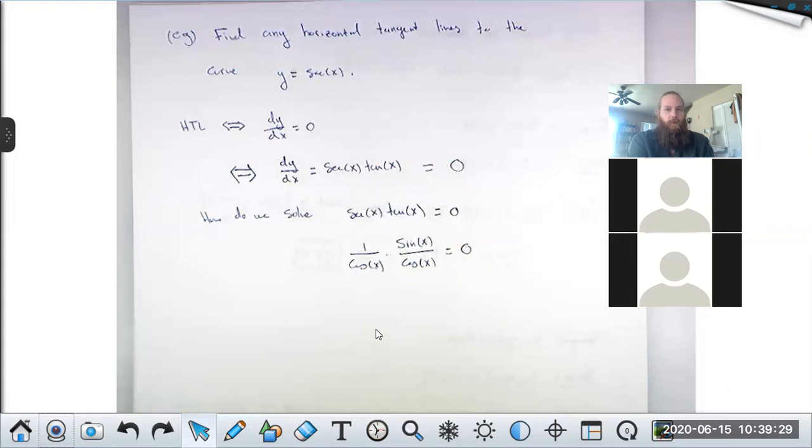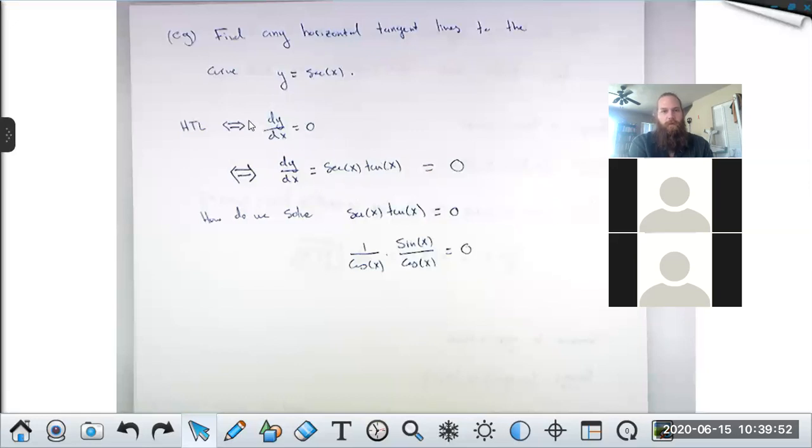We're setting the derivative equal to 0 because we wanted to find horizontal tangent lines. Remember, a horizontal tangent line is a tangent line whose slope is 0. And the derivative is what gives us the slope of the tangent line. We've seen a few problems like this in the homework. To find horizontal tangent lines, you take the derivative and set it equal to 0.